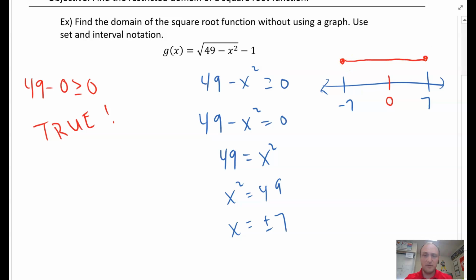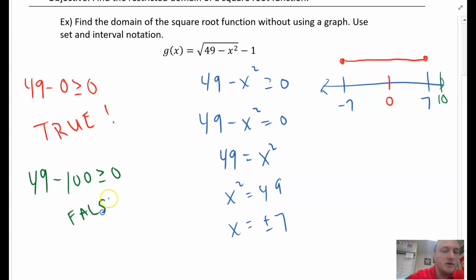Now you can test if I plug in values outside. Maybe try values such as, we'll go with 10. If I plug in 10, we get 49 minus 10 squared, which is 100, and this clearly is not a positive value. False. So those values fail.